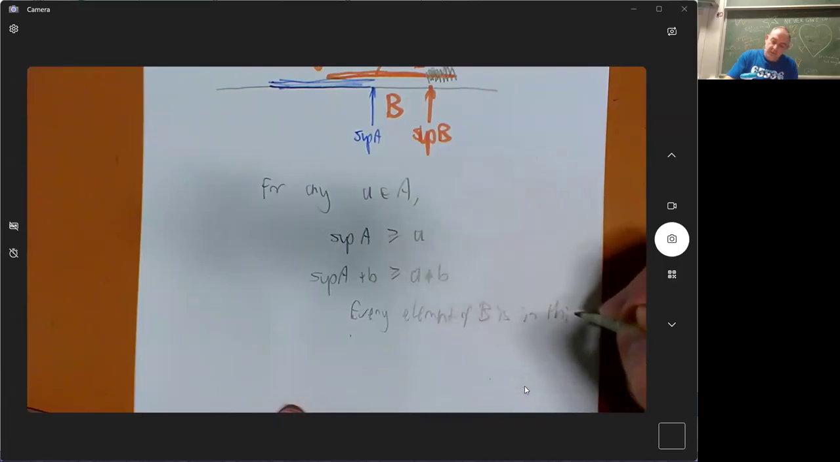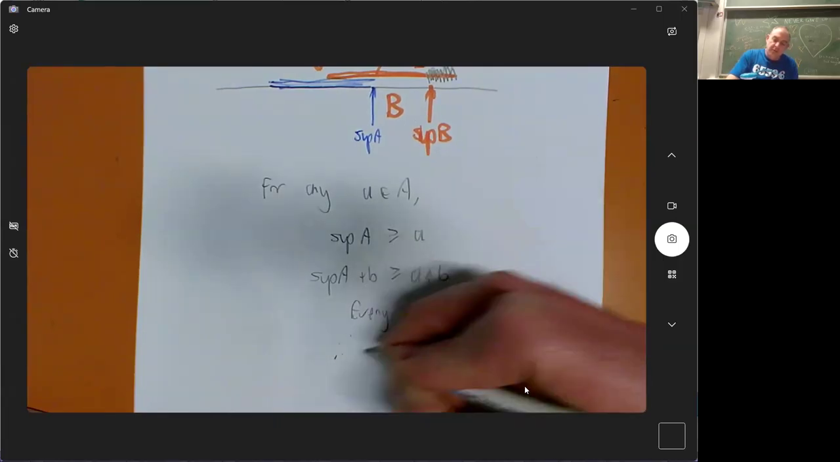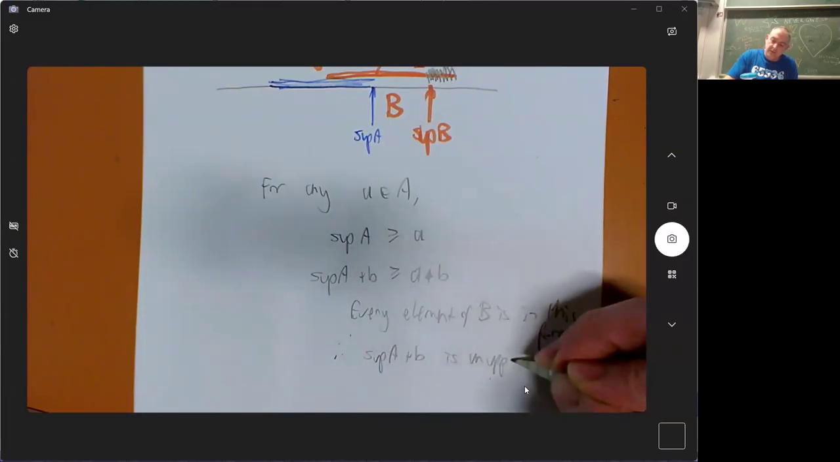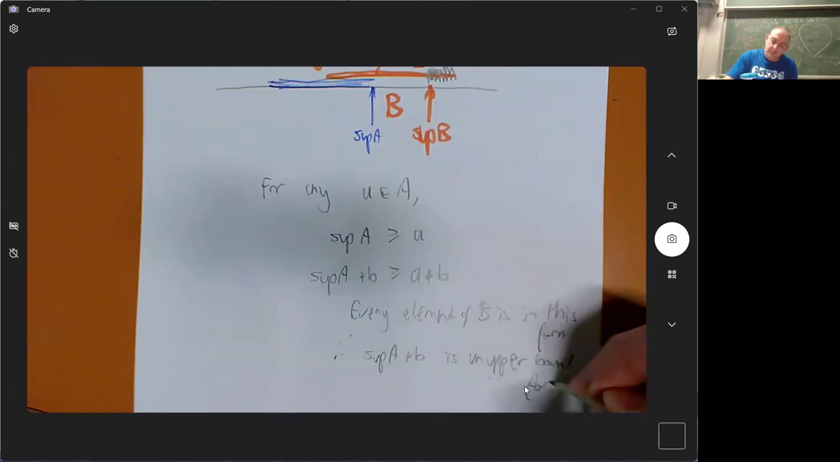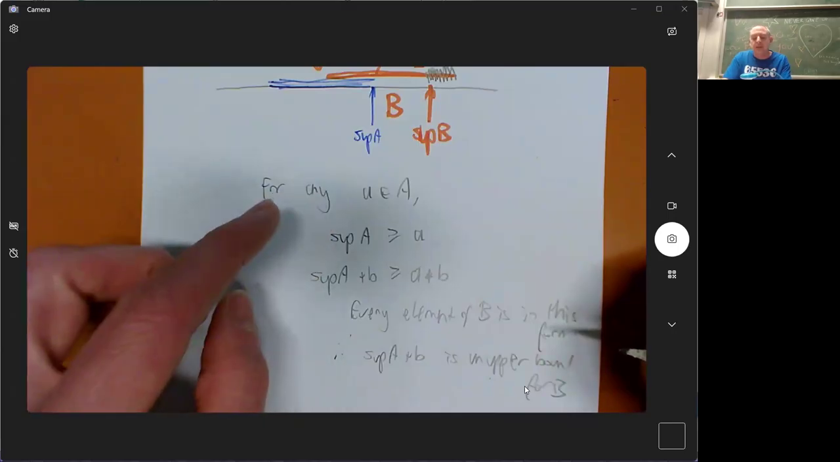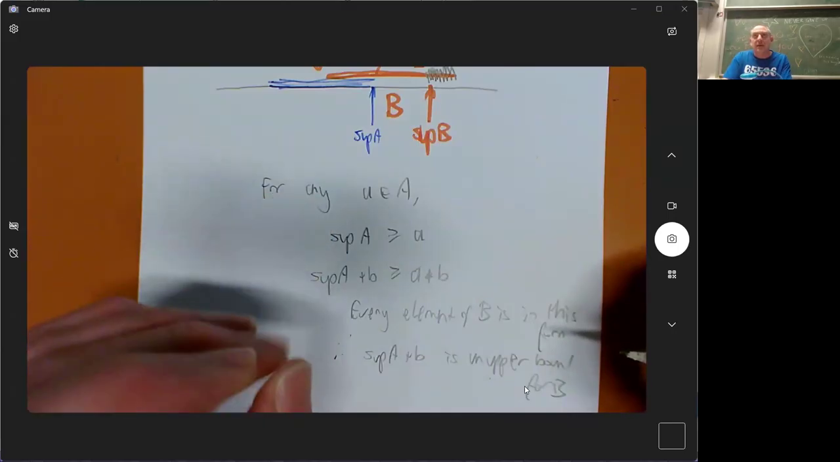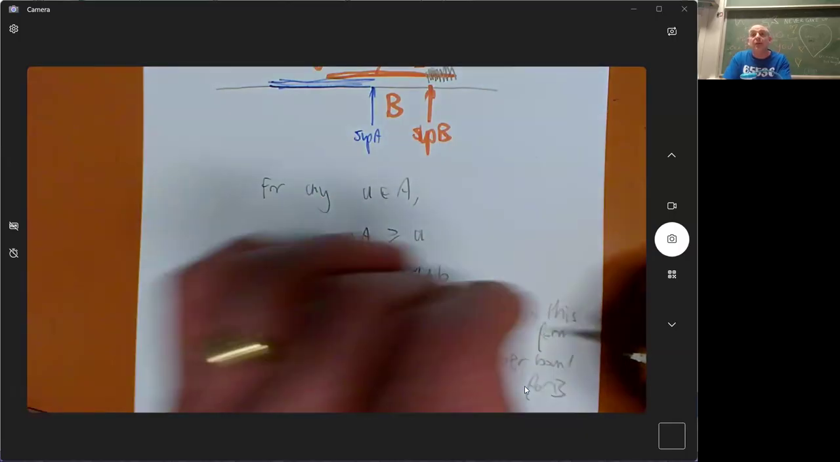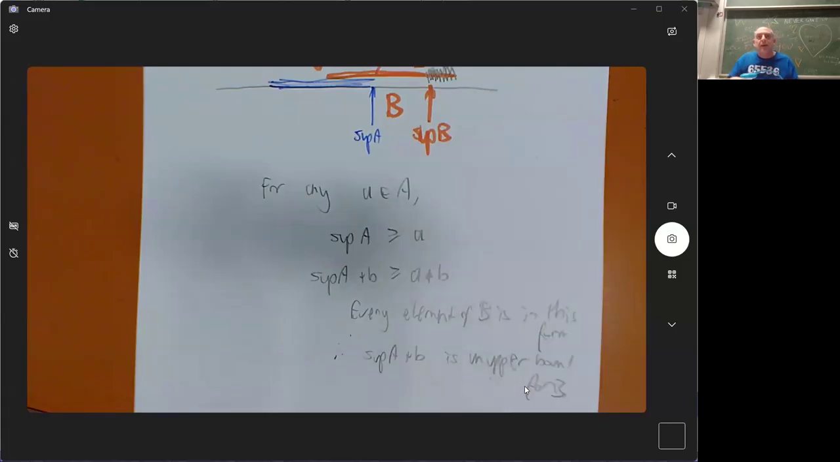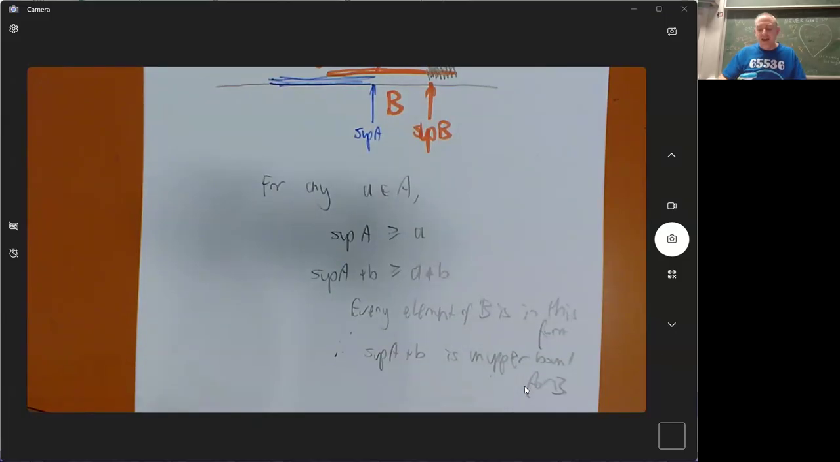So it is in this form, and therefore the supremum of A plus B is an upper bound for B. It makes me feel slightly uncomfortable writing it this way. My most comfortable version would actually have said, let c be an element of B, then it must be a plus b for some a, and then write this. I can then subtract b, and anyway, that's cool. So it is an upper bound. Now we need to show it's the least upper bound.